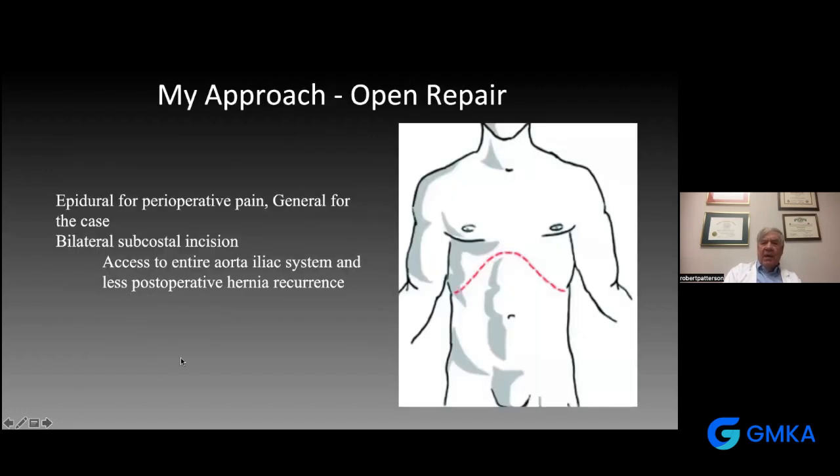When I do open repairs, I do an epidural for perioperative pain, although sometimes it doesn't get used in the operating room itself. And I do general anesthesia for the case, obviously. I have found a bilateral subcostal incision to be the most appropriate way for me to manage patients, particularly with pararenal aneurysms. It gives you excellent exposure for the paravisceral aorta, and you can access the entire aorto-iliac system. You can extend it into the flank to get a little bit more distal exposure if necessary.